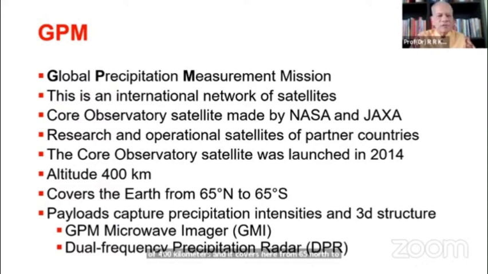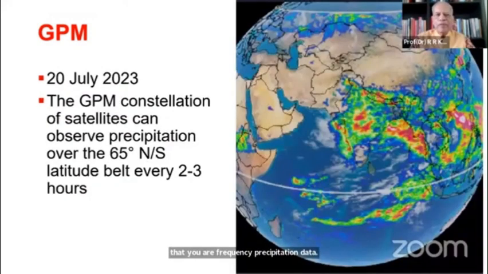Now, this has two instruments. One is the GPM microwave imager, and the other is a dual frequency precipitation radar. What we get from this is maps like this. This was on 20th of July when the monsoon was active over South Asia. And you can see the red and brown spots, which are the maximum rainy areas. And the pink, of course, is a dry region. So we can get maps like these almost on a real-time basis from the GPM mission, covering, of course, 65 degrees north to south.